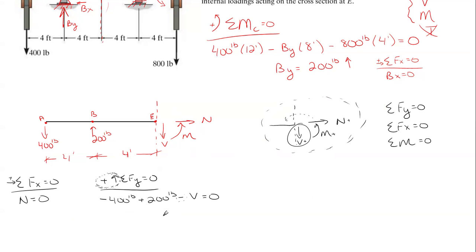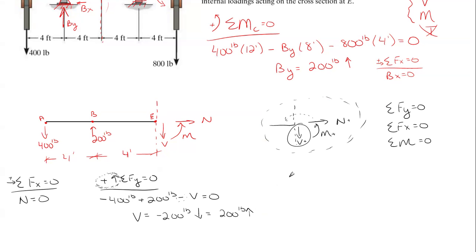So V is my only unknown in this equation, so we can rearrange and solve for it. V actually pops out to be a minus 200 pounds in the downward direction. So I have a negative sign, which means my arrow is actually in the opposite direction, which means it's 200 pounds in the upward direction. Okay, so let's leave the arrow on for right now. So we know that V is 200 in the upward direction.